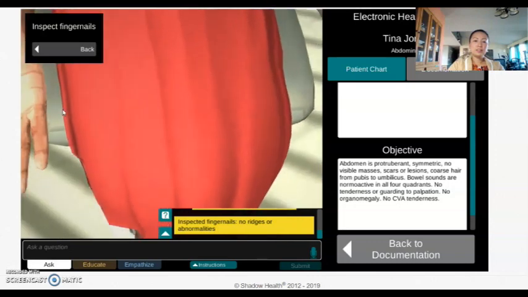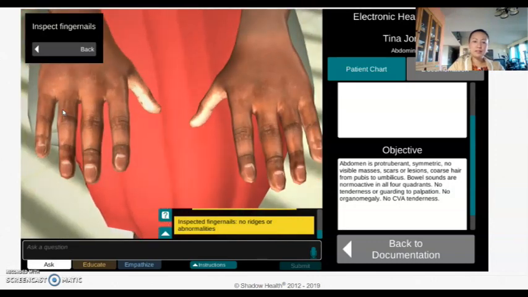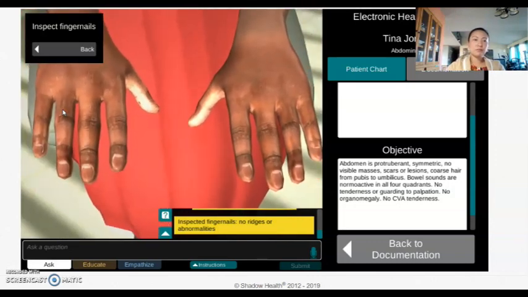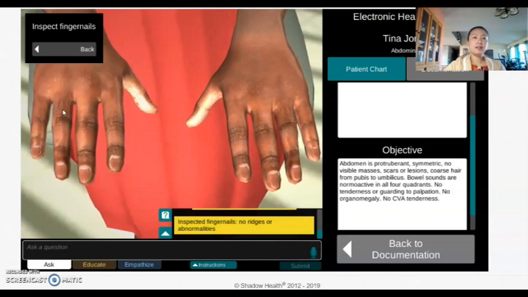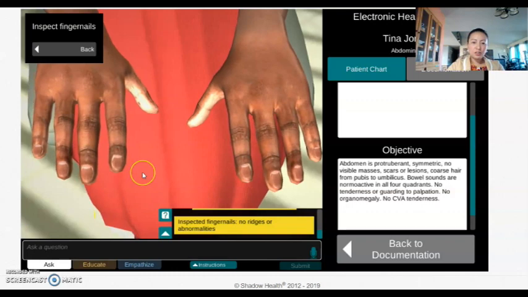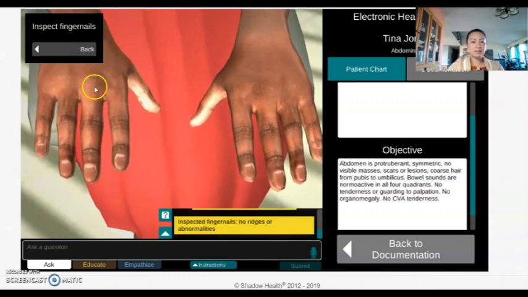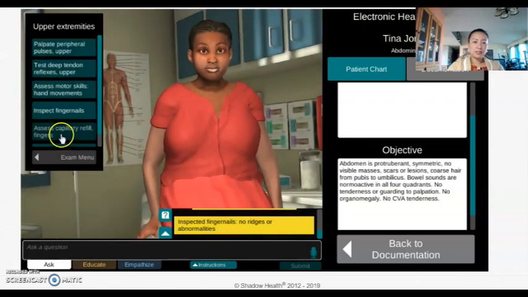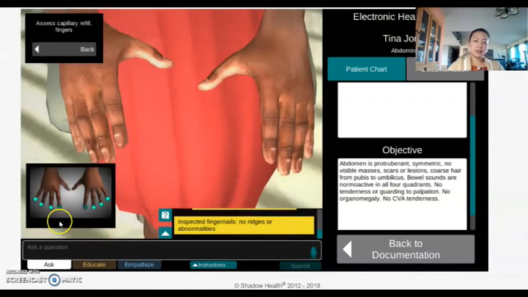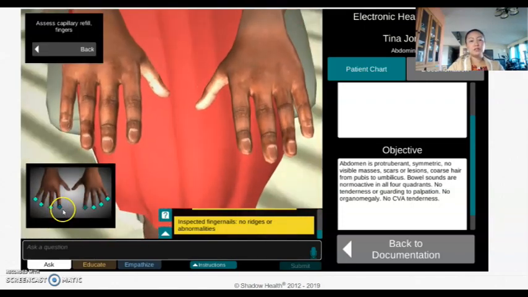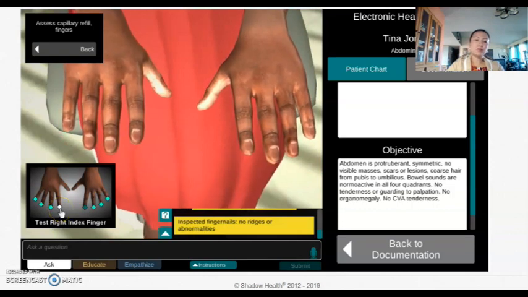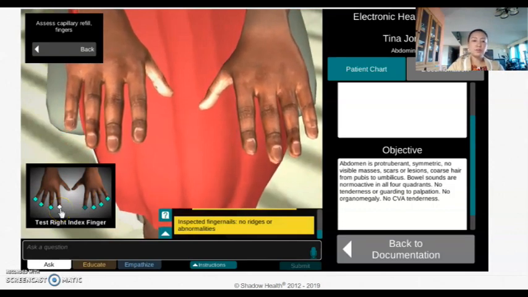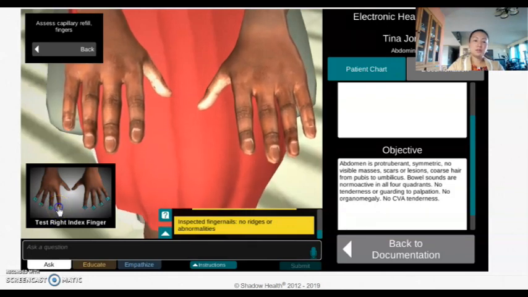Okay, going down, I'm going to inspect the fingernails. I am going to assess for any clubbing, for any ridges or any abnormalities. And right now I don't see any abnormalities, and also I'm going to assess the capillary refill, which is also a sign of adequate blood supply to the fingers, to the upper extremity.